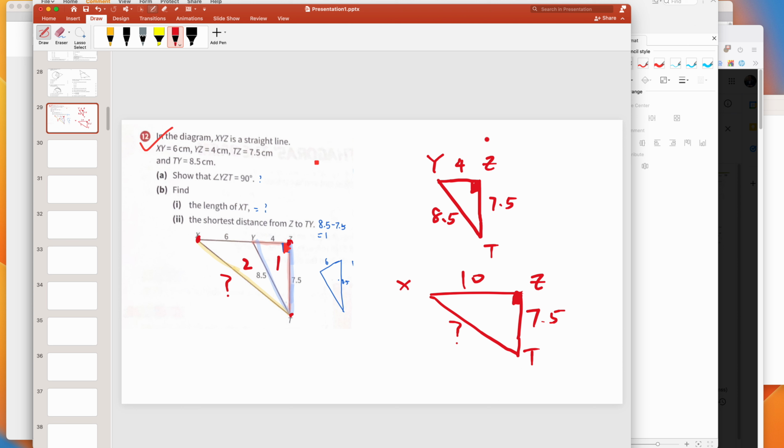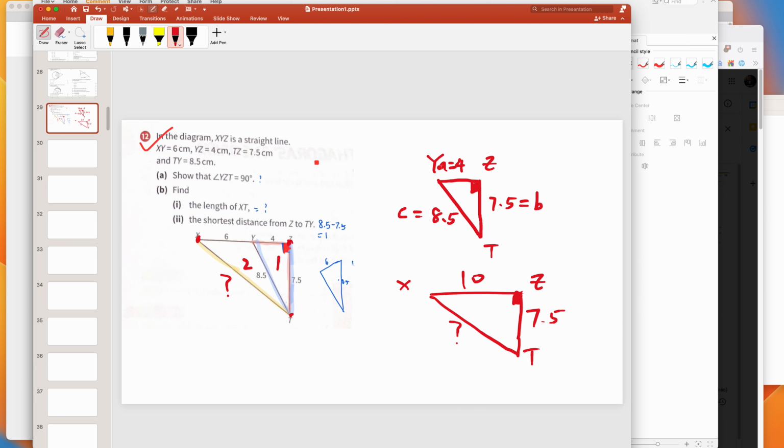So therefore you just label. So this is your a equals to 4. Okay, and then this is your b equals to 7.5, and this you pick c equals to 8.5. Why do I pick c equals to 8.5? Because YT is the longer side. Or c is the longer side. That's why I pick c.